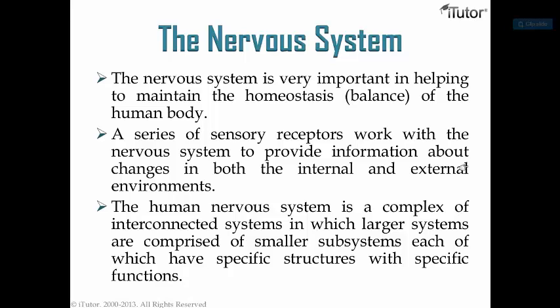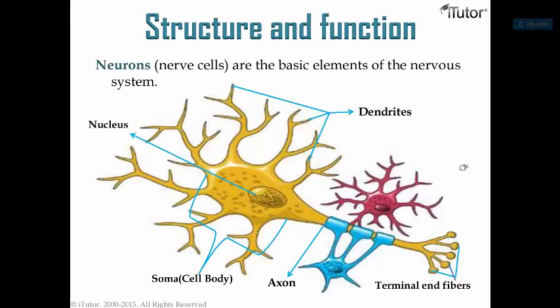The homeostasis, as we said, is responsible for keeping the balance or the internal conditions of your body constant at all times. The nervous system is physically connected to every part of your body. It means it has wires that are connecting every part of your body.